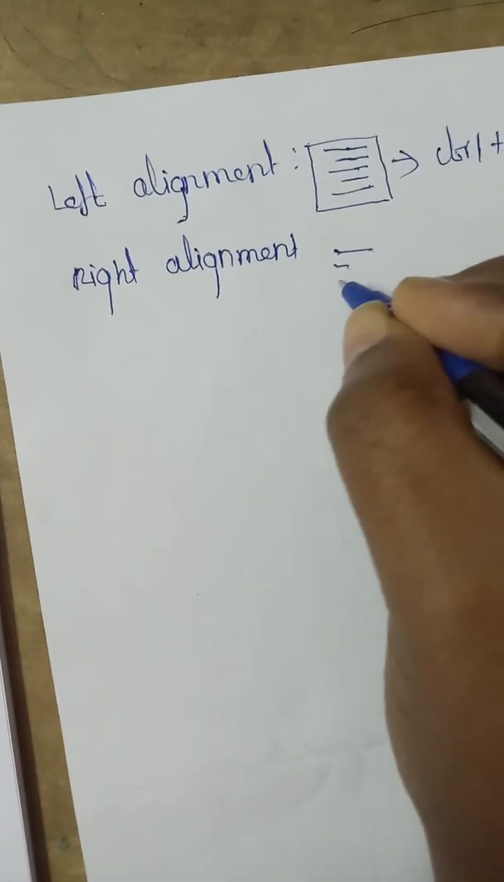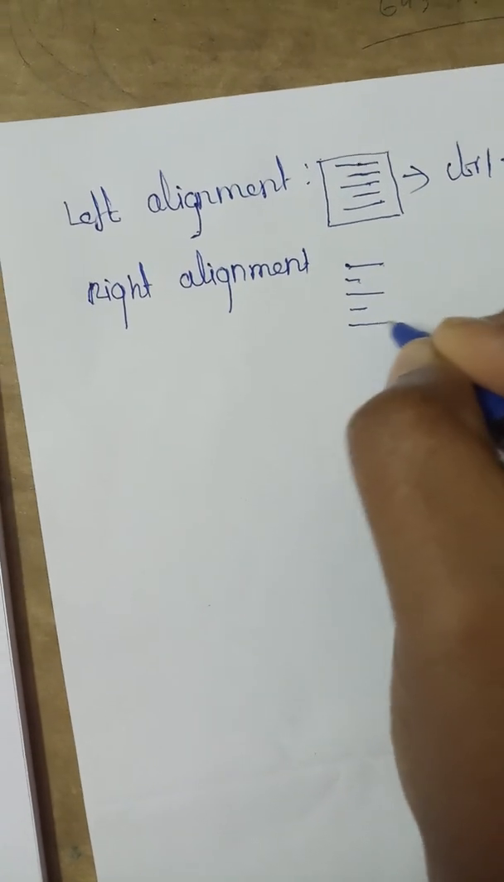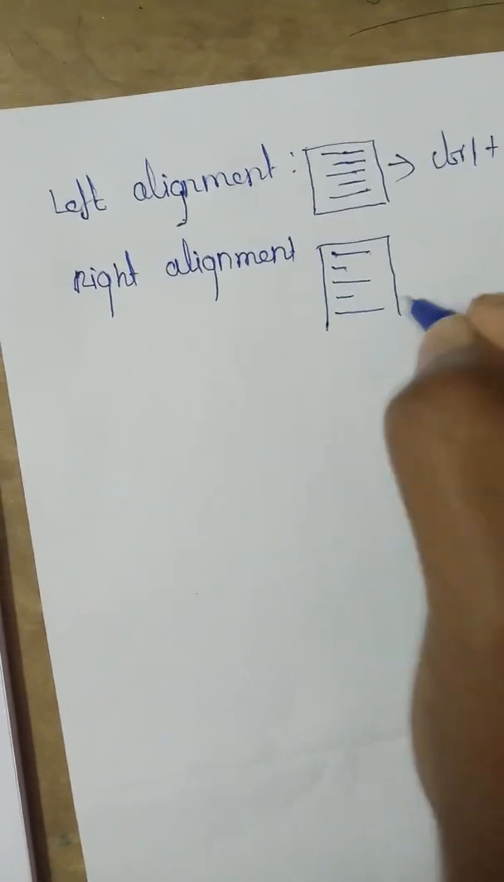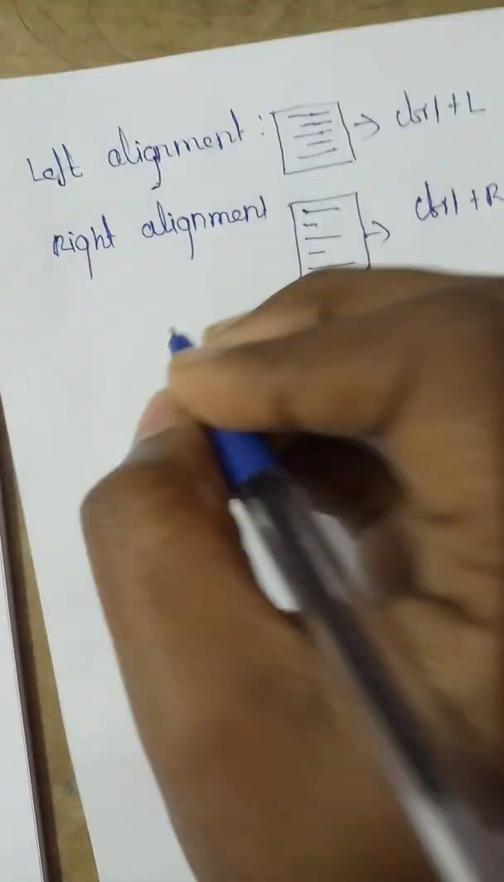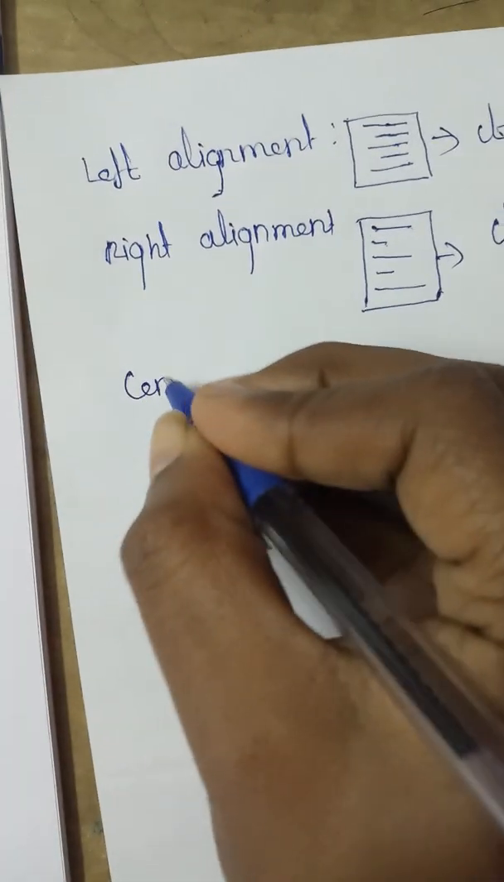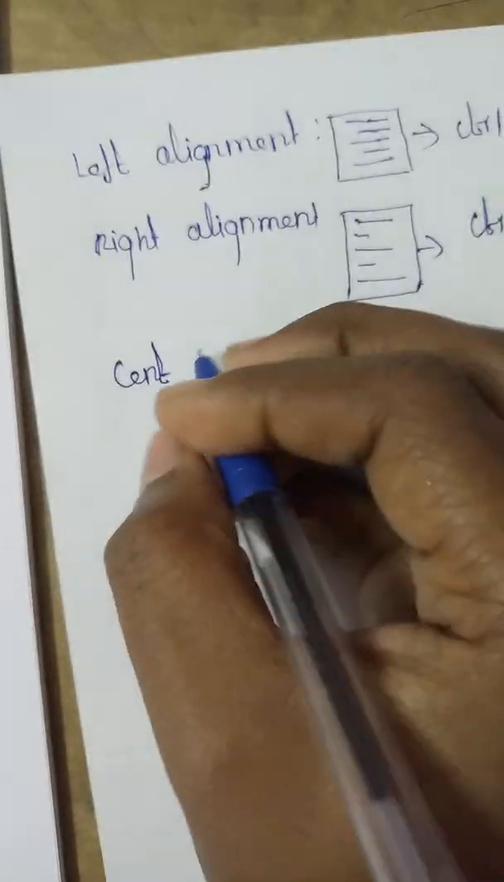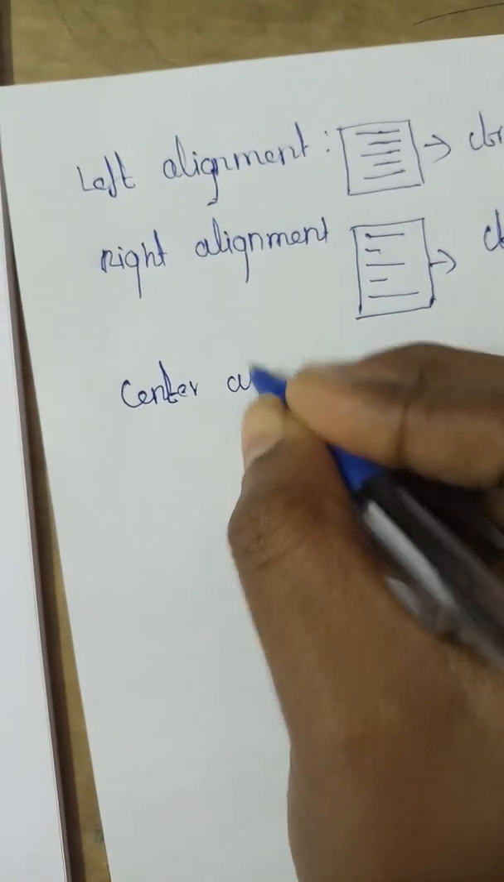Right alignment aligns the text on the right side. The shortcut key used is Ctrl plus R. And then center alignment.